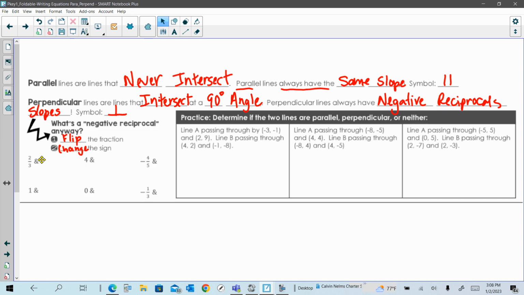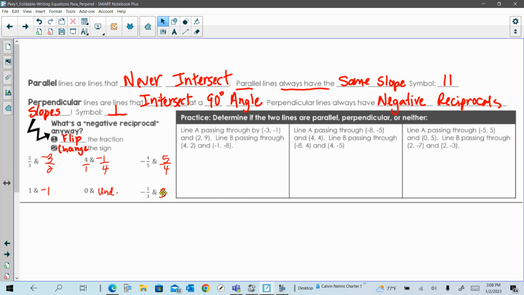If I have 2/3 and I want the negative reciprocal of that, it would turn out to be negative 3/2. For 4, think of it as 4/1 and then flip it, so negative 1/4. If I have negative 4/5, I flip it and change the sign, and that becomes positive 5/4. The negative reciprocal of a positive 1 is a negative 1. The negative reciprocal of 0 is undefined. And the negative reciprocal of negative 3 is 1/3.